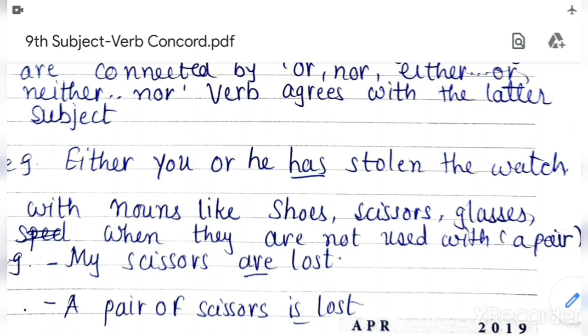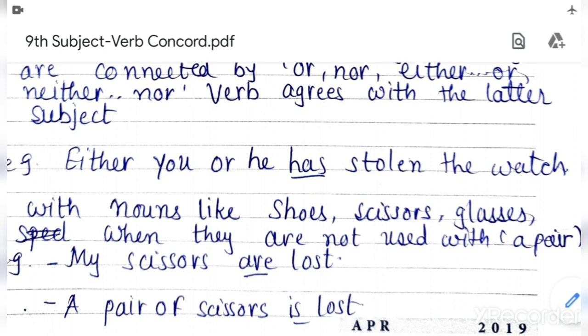Next one is: either of these two boys are guilty. I told you with "either" we use a singular verb. So: either of these two boys is guilty. The jury were of one mind. The right sentence is: the jury was of one mind, because collectively they are of one opinion. So here a singular verb will be used.